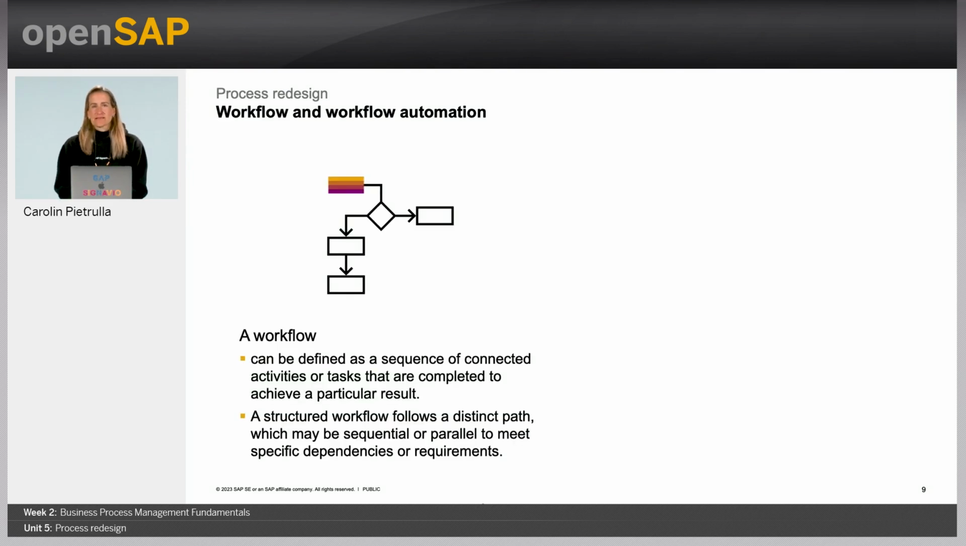Two last terms I would quickly like to cover are workflow and workflow automation. A workflow itself can be completely manual. There's nothing technical to it. It can be defined as a sequence of connected activities or tasks that are completed to achieve a particular result, kind of like a process. A structured workflow follows a distinct path, which may be sequential or parallel to meet specific dependencies or requirements. So there's nothing technical to a workflow itself until it is being supported or completely performed by a system.